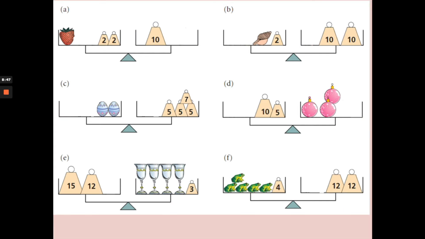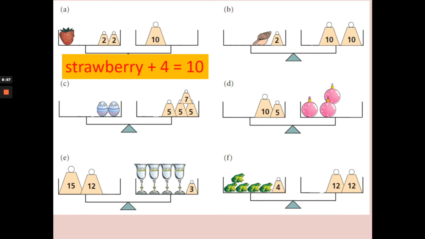Okay, so this time I've given you some pictures on a scale. So this is how we can apply inverse operations to help solve a problem. In the first one you can see we've got a strawberry plus 4 equals 10. I want you to do exactly the same, except this time there's the scales in the middle, and I want you to start with 10, work backwards and do the opposite and tell me how much the strawberry weighs. So start with 10. What's the opposite of adding 4? That's subtracting 4. So 10 take away 4 equals 6. That means that the strawberry equals 6.